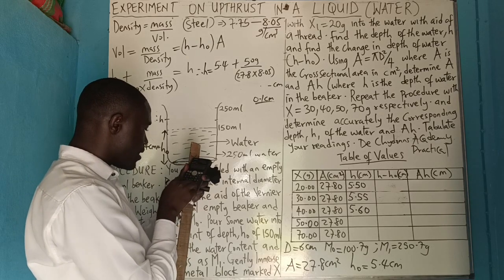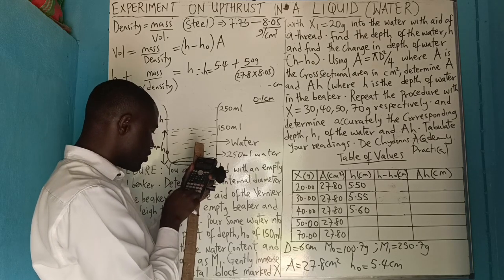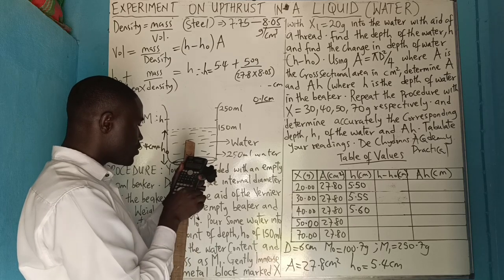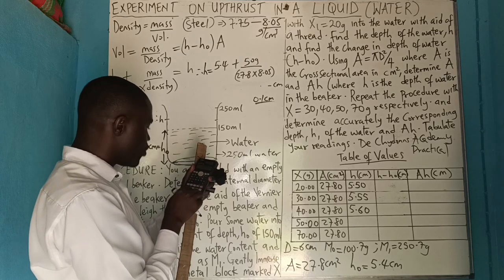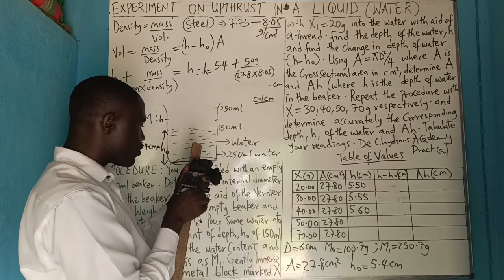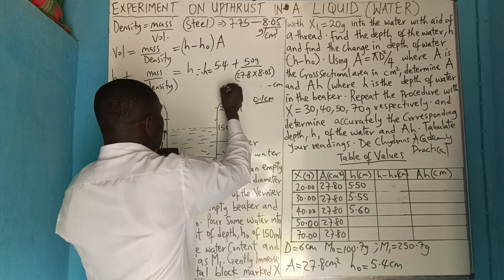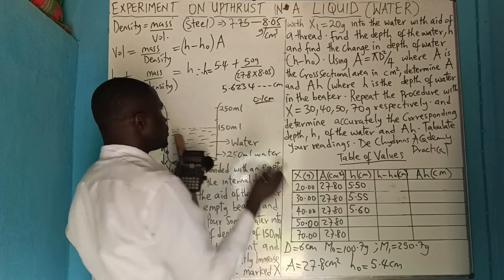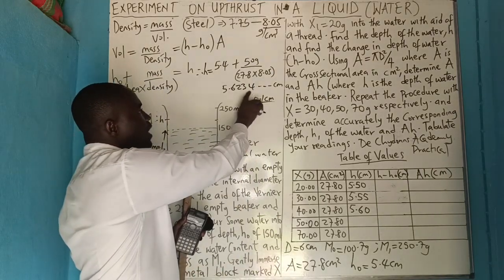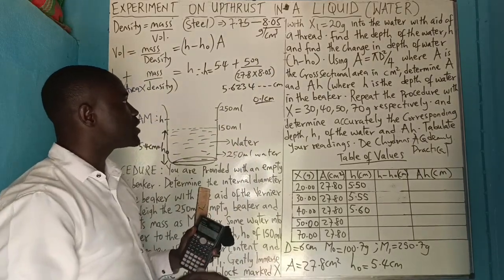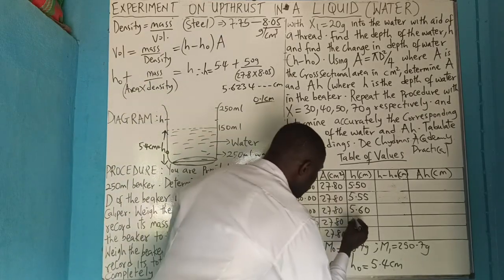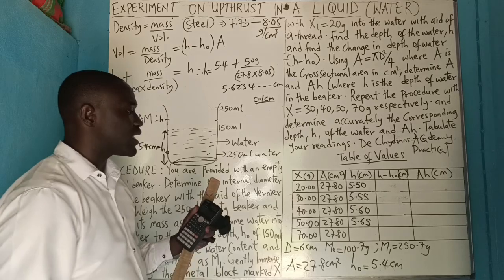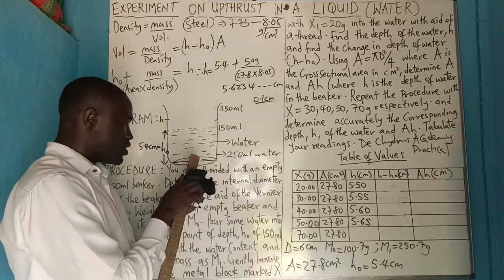50 divided by bracket 27.8 times 8.05, plus 5.4. We'll be having 5.6234. So we approximate it to 5.65. Just round it up to what you can get. Then you get the one of 70.